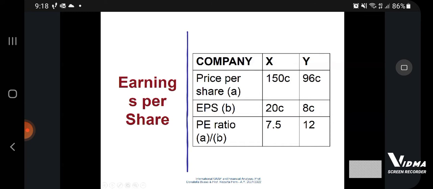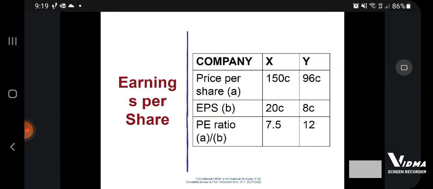And when you compare, you have the P/E ratio over here. Now you see that company X has a higher price than Y, but actually the P/E ratio is lower than the second company. What does that mean? For company X, a potential investor is willing to pay only 7.5 times the earnings per share of this company. Whereas for company Y, there are greater expectations. It is deemed to be more successful, and investors are willing to pay up to 12 times the earnings it generated last year.